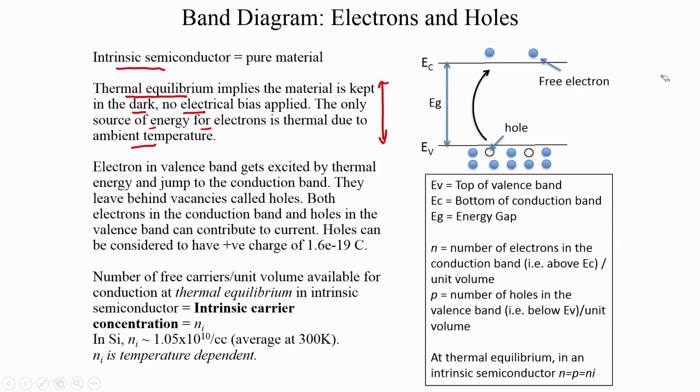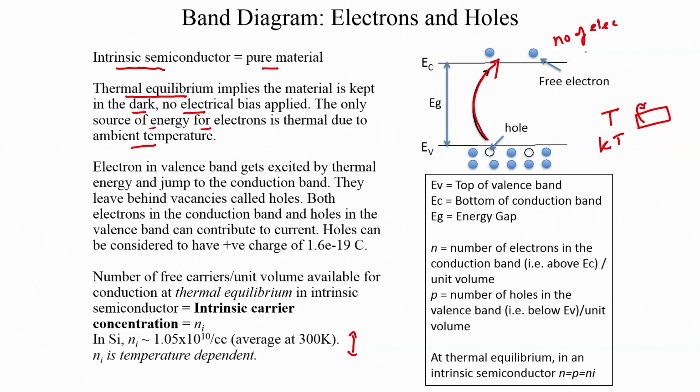Now if you were to take an intrinsic semiconductor, which means a pure material, and keep it at thermal equilibrium, which means that you do not shine light on it, and the only source of energy is the ambient temperature, so we give it some temperature T and therefore some thermal energy kT, then we would find that there is a certain number of electrons that acquired this thermal energy and jumped into the conduction band states.